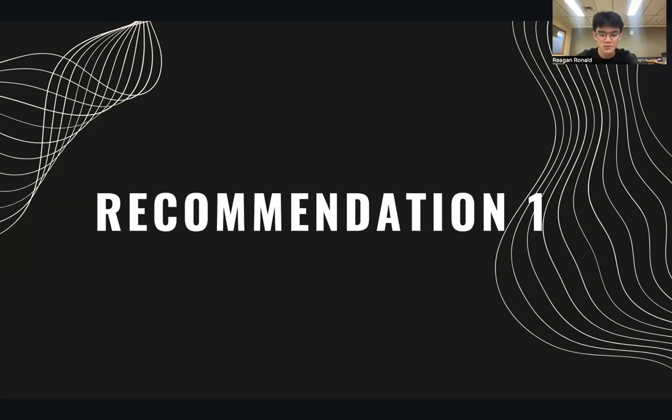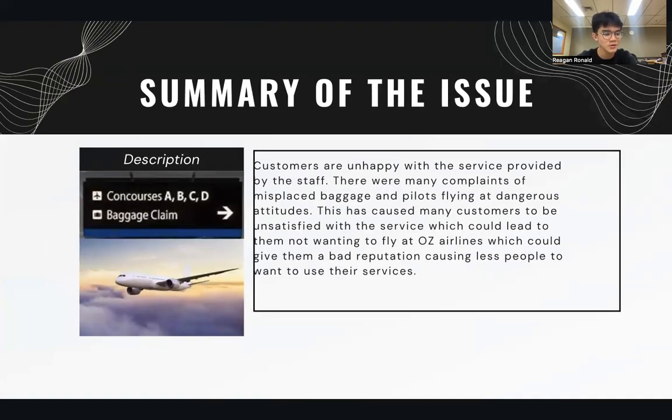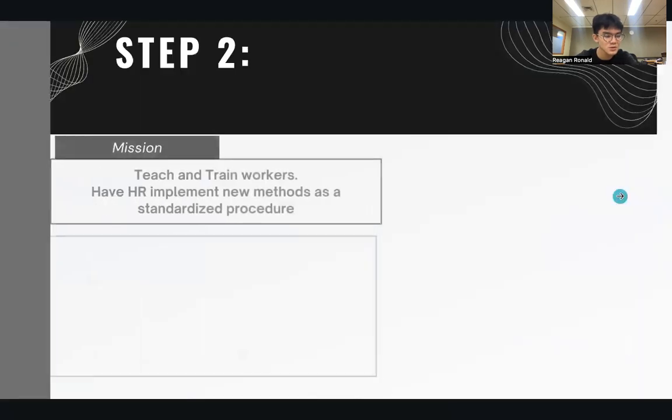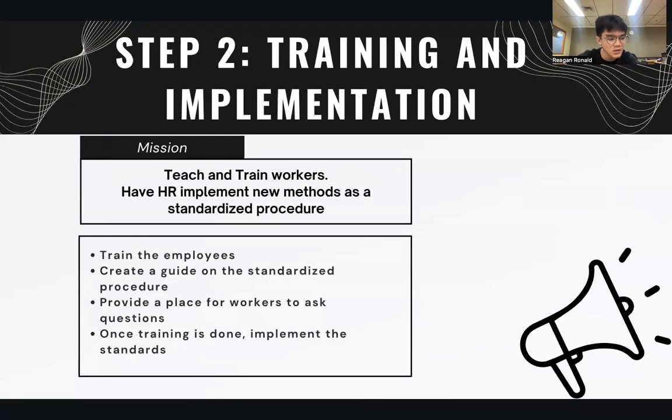For the first step, the company should research and develop a method that is the most optimal for performance. They should hire a research and development team, if they have not, to create these methods. Moving on to the second step, the company should train the workers. They could also provide guideline documents and answer any questions that employees ask. Lastly, they should then implement the method into a standardized procedure.